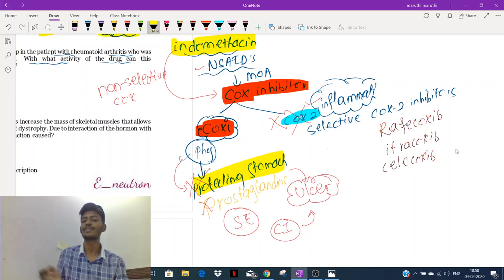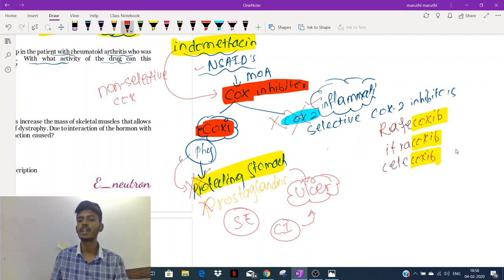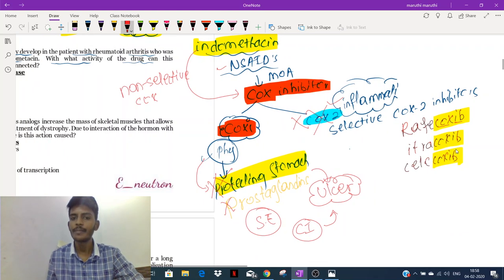If I have a patient who is having, for example, if I had a question patient as a peptic ulcer and also rheumatoid arthritis, which of the following NSAIDs should be given? That time you need to go for what? Selective COX inhibitor. And how to remember? COXIB is the term. And look at this. COX inhibitor IV. Clear? So this is a story of our NSAIDs.